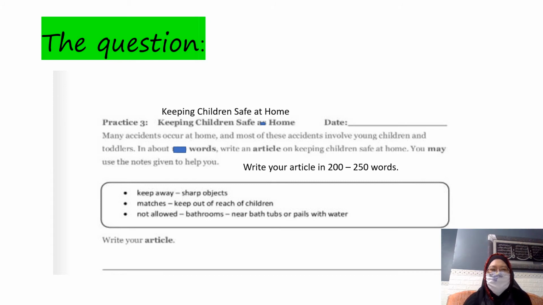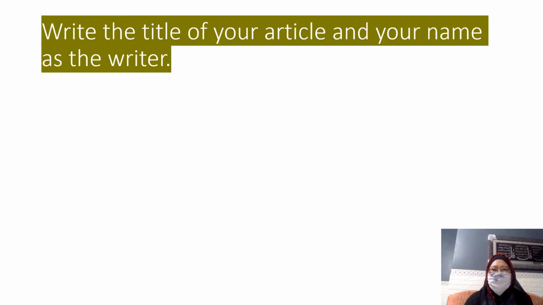There are three notes given here, so you need to expand and construct sentences using the points given. The first one is keep away sharp objects. Number two, matches keep out of reach of children. Matches here means manches, goris api. The third one is not allowed bathrooms near bathtubs or pails with water. Let's look at the sentences very quickly.